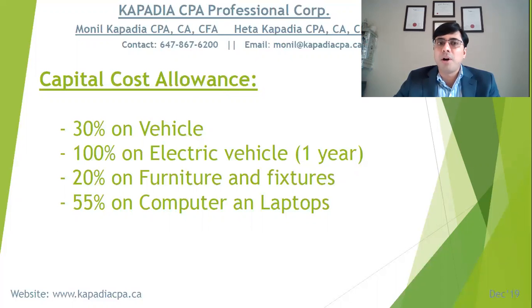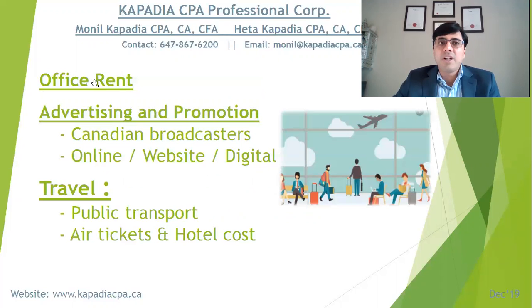Now, if you have newly bought any asset, in the very first year, you can claim half of this percentage because it is bought middle of the year. In the second year, you can claim it fully as per these rates on the depreciating or the declining value. If you're renting the office, then any office rent that you pay can be expensed out. If it is for advertising and promotion through Canadian broadcasters, or 100% if it is online. If you have built up a website or done any kind of digital marketing, you can always expense that out.